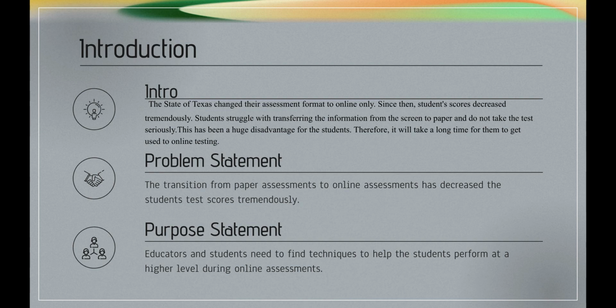So, my problem statement is that the transition from paper assessments to online assessments has decreased the students' scores tremendously. And my purpose is for educators and students to find techniques to help the students perform at a higher level during online assessments. So, online assessments are not a bad thing. It's just that the educators and the students have to find a good, solid technique so that they can improve on their test taking techniques online.